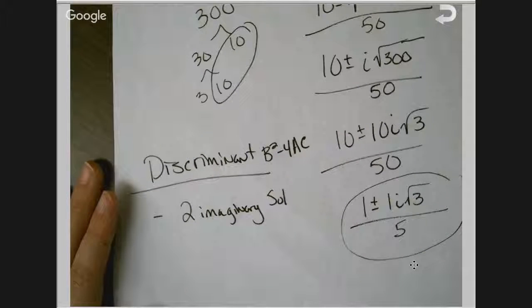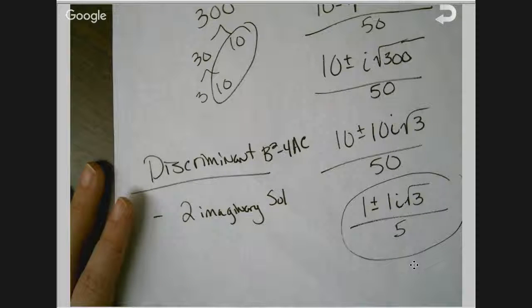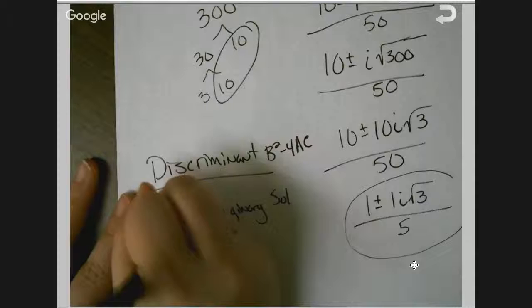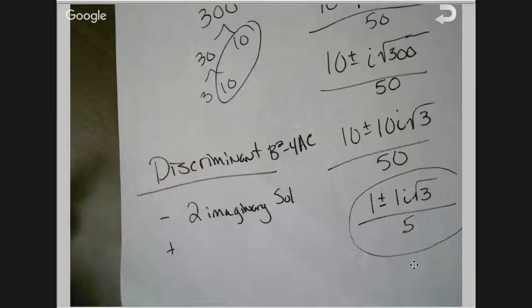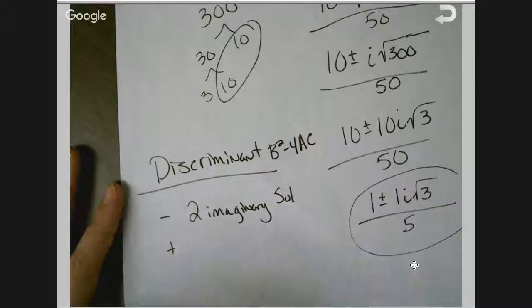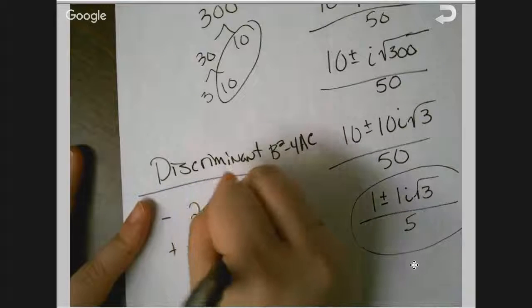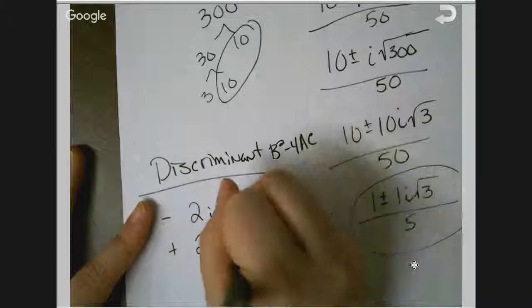So they may even tell you, hey, my discriminant is negative 7. What do I know about it? And your answer would be, it's got 2 imaginary solutions. If it comes out to a positive number, it's just going to come out to like a normal situation with no i's. It's still going to have a plus or minus though, so it's going to be 2 real numbers or 2 real solutions.